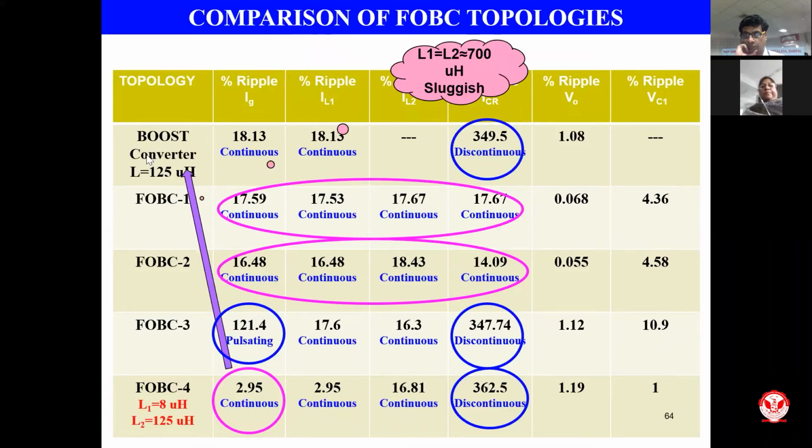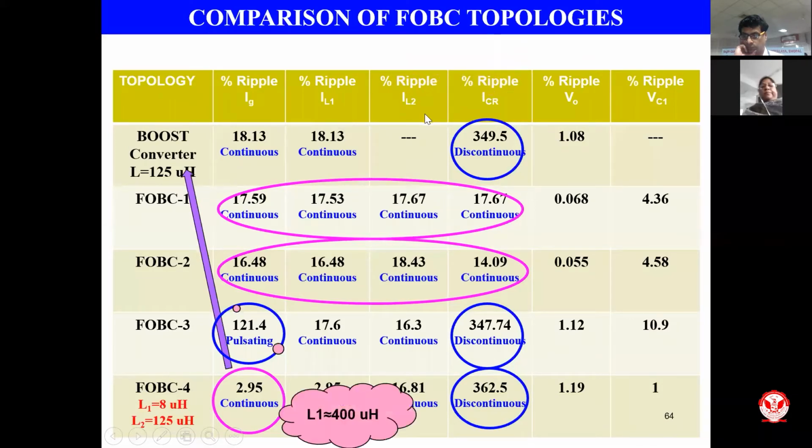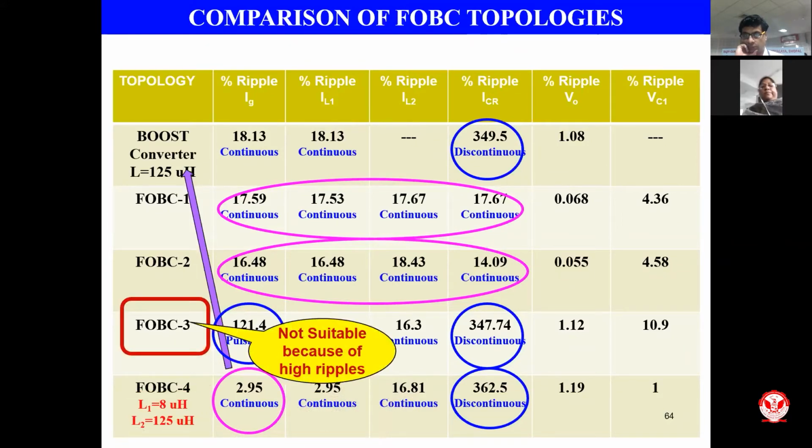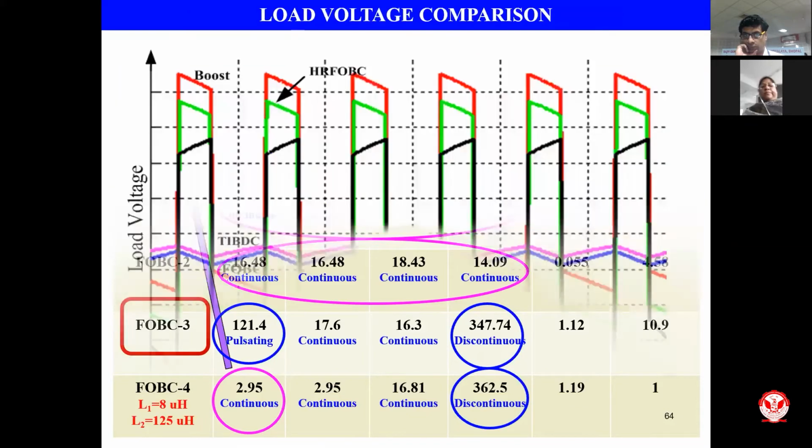If you want to attain it using FOBC1, then also you need the inductance to be 700 microhenry, with FOBC2 400 microhenry, and with this converter it is not at all possible because of very high ripples. So ultimately, depending on the requirement, you choose these converters.